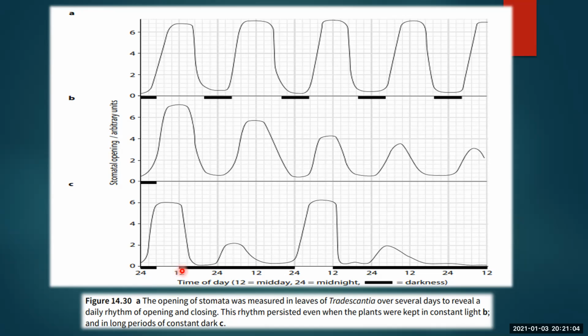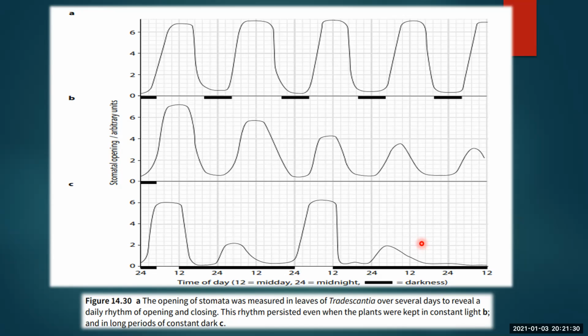And then you see here, they have kept it for a longer period of darkness, the darker line that you see. But even then, even in the darker lines, the rhythm is there. It opens, it closes, right? And then again it opens and closes. So the rhythm stays there, right? It persists, even if you keep the plant in constant light or in constant darkness.